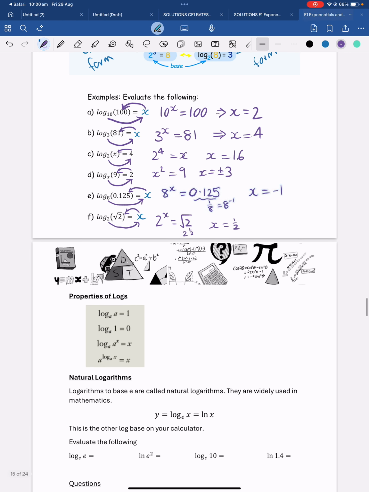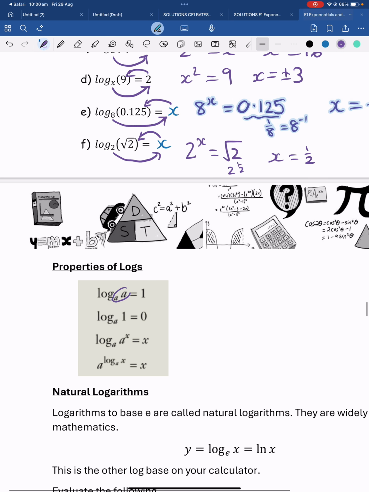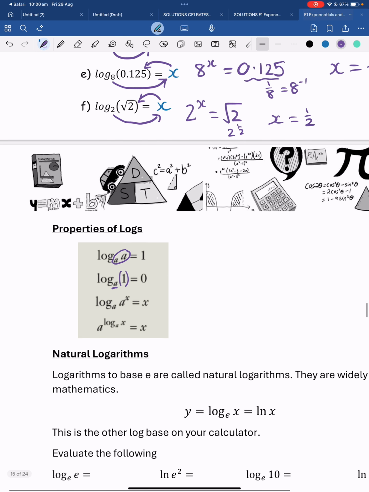Moving on, properties we need to know. If the base and the number we're logging are the same, it'll always equal 1. No matter what number the base is, if we are logging 1, it's always going to equal 0. And you'll find out why this works later, but if we have the base and the number we're logging the same, and it's got a power of x, instead of the whole thing equaling 1, it would equal x.